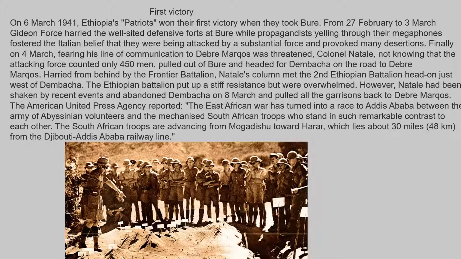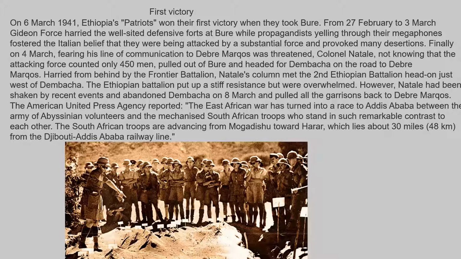Finally, on the 4th of March, fearing his line of communication to Debre Markos was threatened, Colonel Natali, not knowing that the attacking force counted only 450 men, pulled out of Burye and headed for Dembecha on the road to Debre Markos. Harried from behind by the frontier battalion, Natali's column met the 2nd Ethiopian Battalion head-on just west of Dembecha. The Ethiopian Battalion put up a stiff resistance but were overwhelmed. However, Natali had been shaken by recent events and abandoned Dembecha on 8th of March and pulled all the garrisons back to Debre Markos.